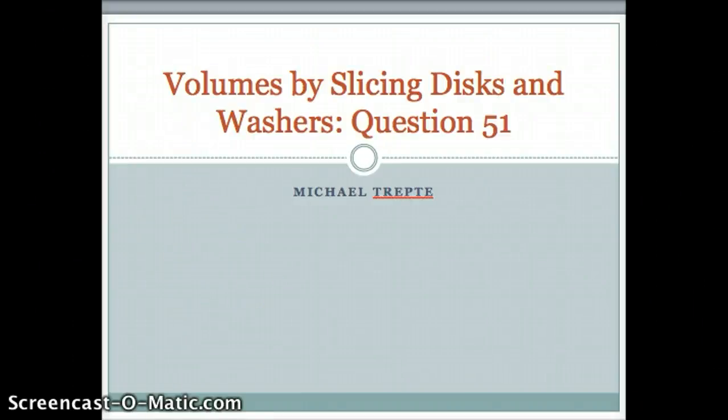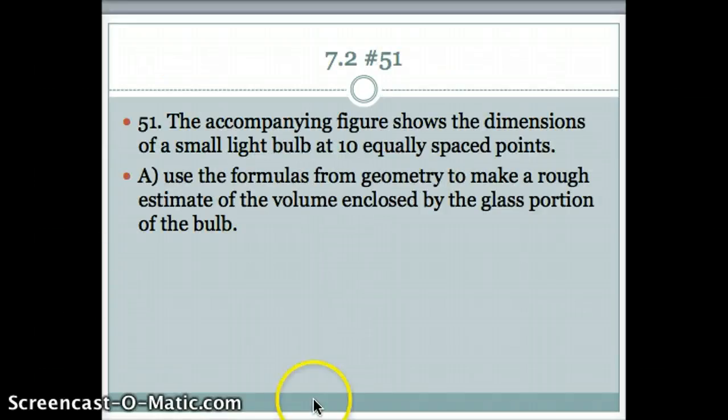Okay, so I did section 7.2, number 51. The problem was the accompanying figure shows the dimensions of a small light bulb at 10 equally spaced points. So the picture was a light bulb shape in two dimensions, and it started on the origin and extended to 5 centimeters, and it had 10 equal intervals, so the intervals were half a centimeter.